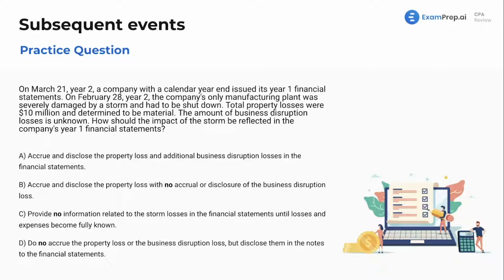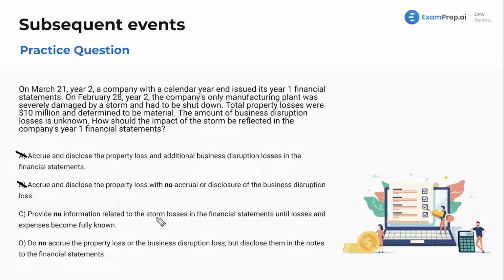So let's read through. Accrue and disclose the property loss and additional business disruption losses in the financial statements. Nope, because it's asking about year 1. If it said year 2, then we would. Accrue and disclose the property loss with no accrual or disclosure of the business disruption loss. That's saying just take the property loss and not the business disruption loss? No, they were going to do the same thing for both of those.